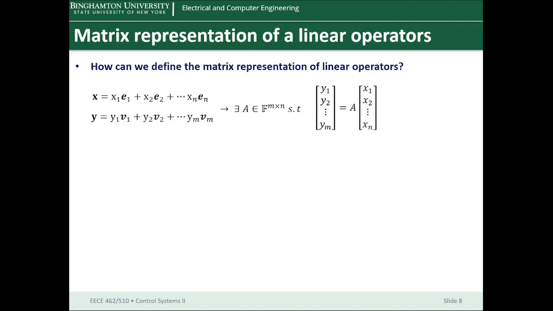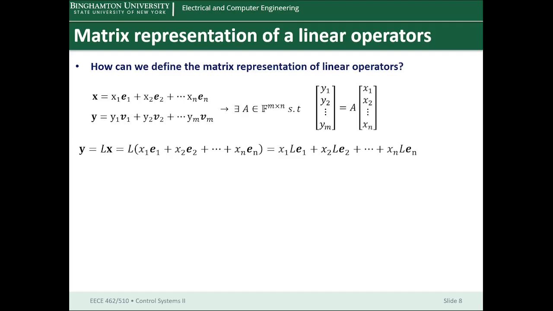This is a very important question, because if we can find A, we don't need to carry the linear operator with us everywhere. We can just do matrix manipulations, which are much easier. So let's see how we can do that. We know y is equal to L of x, and x itself can be written as x1 times e1, x2 times e2, all the way to xn times en, where e1 through en are the basis vectors of our domain.